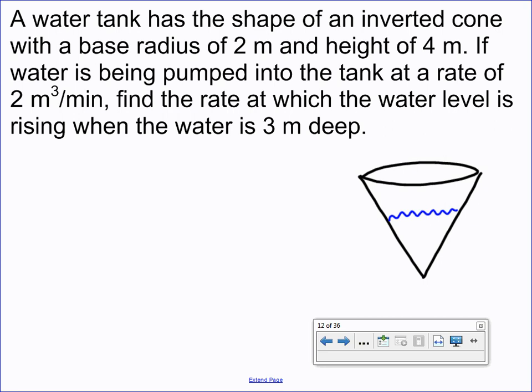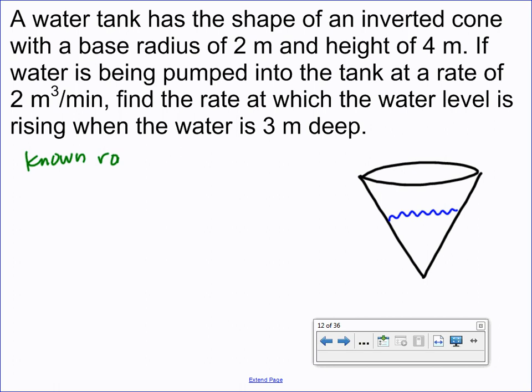Did they just tell us how quickly the water level was rising? Did they tell us how quickly the water level was rising? No, they told us how fast it was being filled, right? They told us a change in volume. We're pumping water in at a change in volume, but we want to know a linear change. We want to know the water level as a height, how quickly that's changing. So let's go ahead and label some variables and let's write down our known rate and what we're trying to find. That's going to drive our problem.